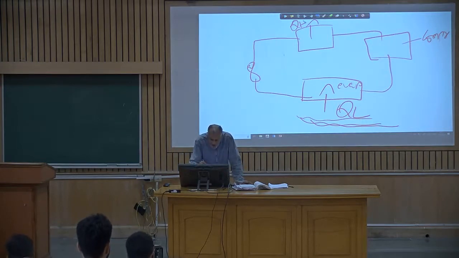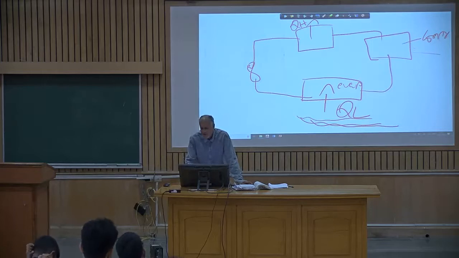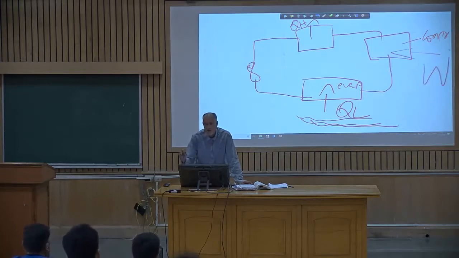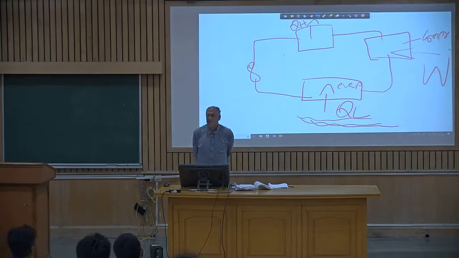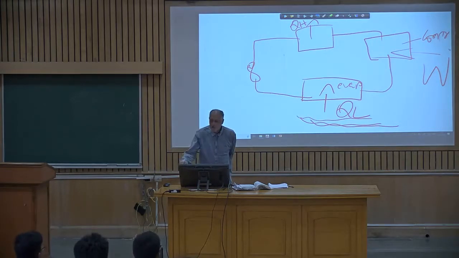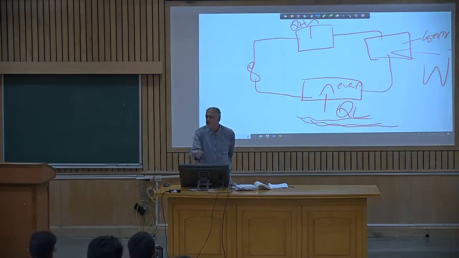So I will write QH. Here I have to put an arrow and say W. Did I put it correctly? W. Because if you don't have work here, if you don't compress, what will happen? QL will simply be QL. Simply that heat will go there. Got it? Just the heat will get transferred there, that's all.